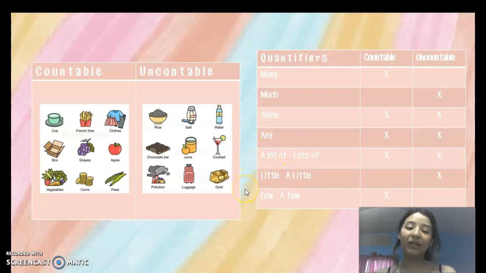Well, some quantifiers, we can use with countable or with uncountable nouns.